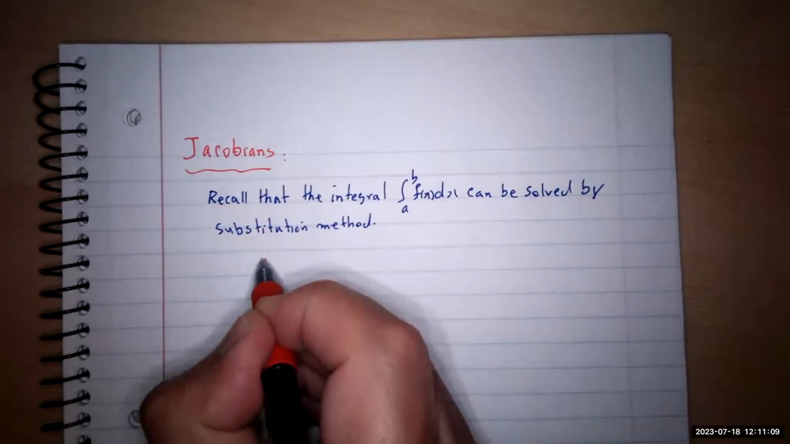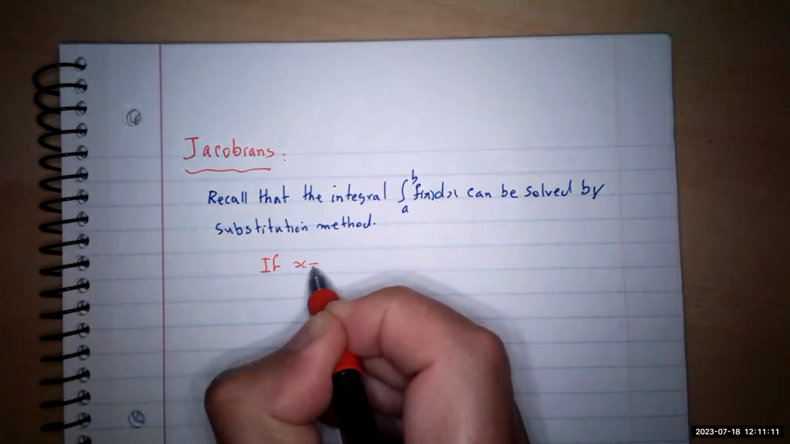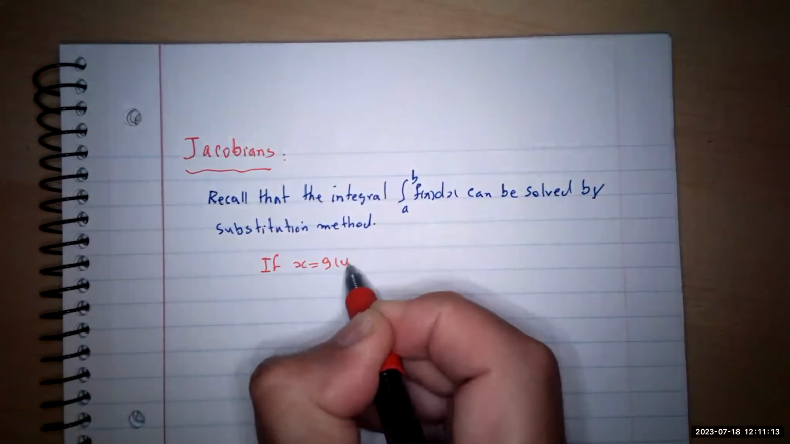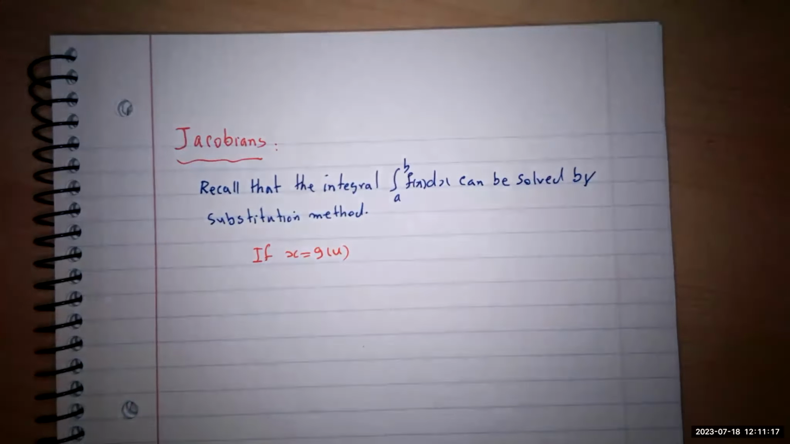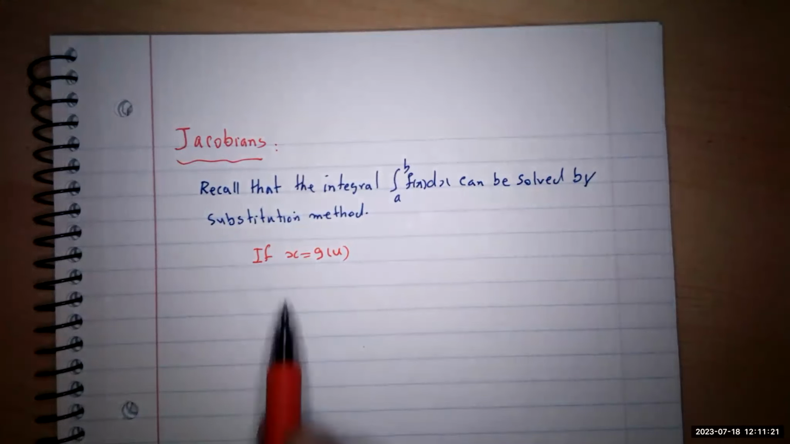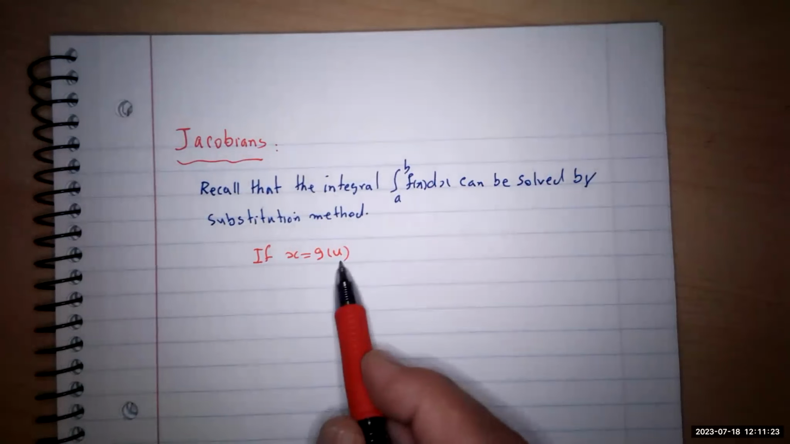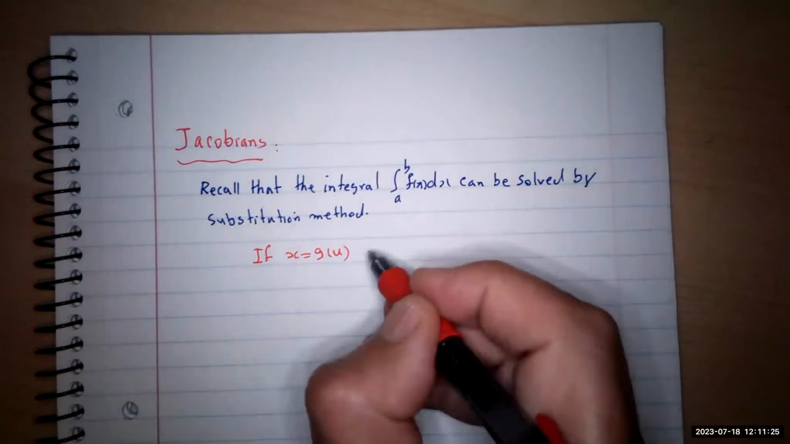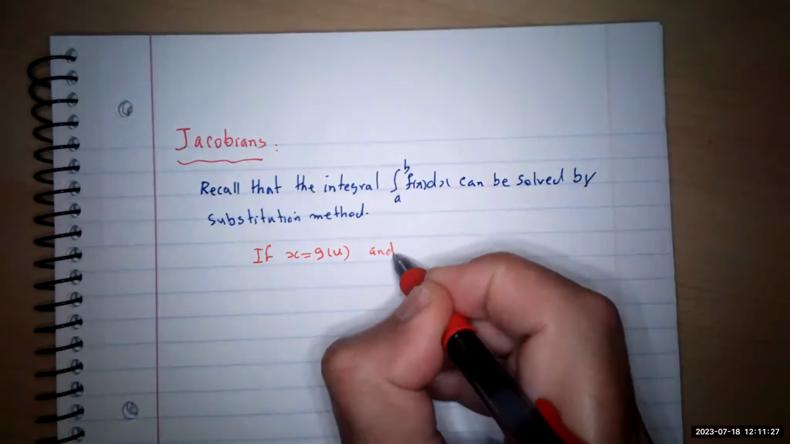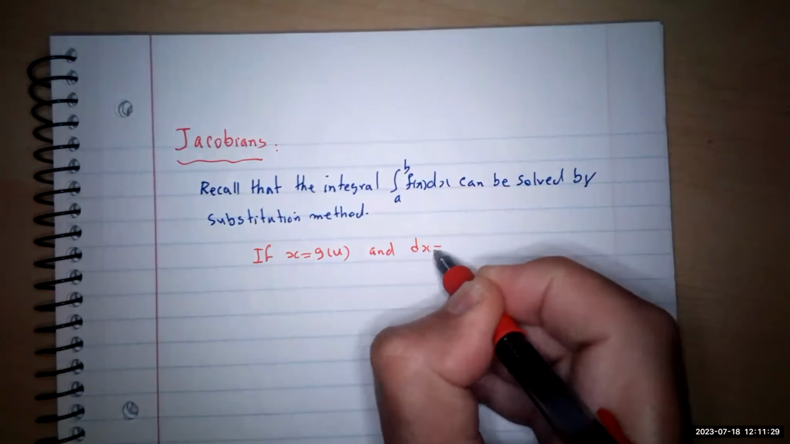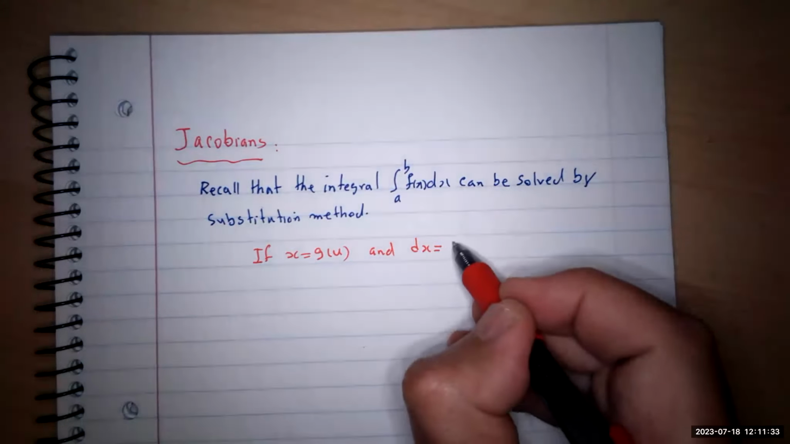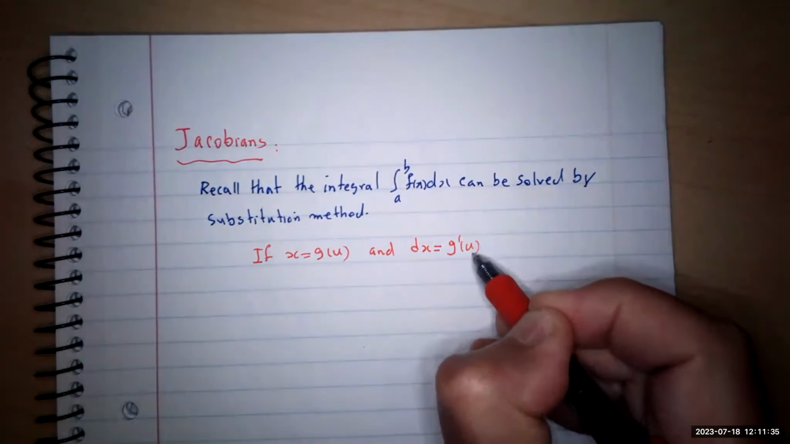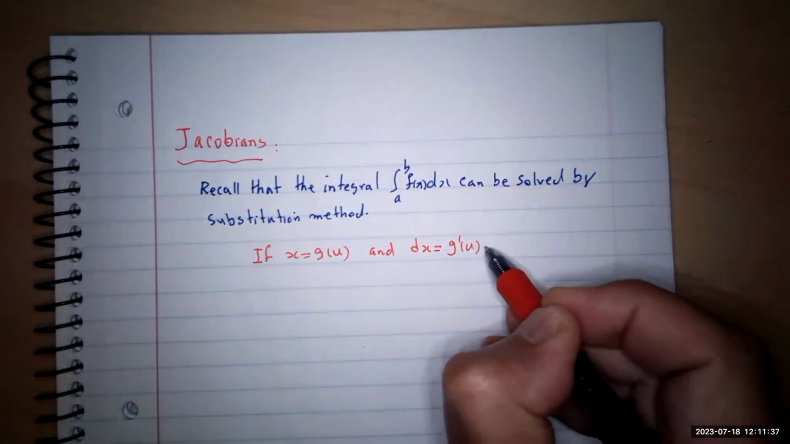Now, if x is going to be g of u, a function of u, or u function of x, all of them are the same. You can use the inverse function to put it the other way around. And this is going to be your x, so you put x equals g of u, then you have to find the dx. And the dx, we do it the other way around. dx, just chain rule, is going to be g prime of u times the du.